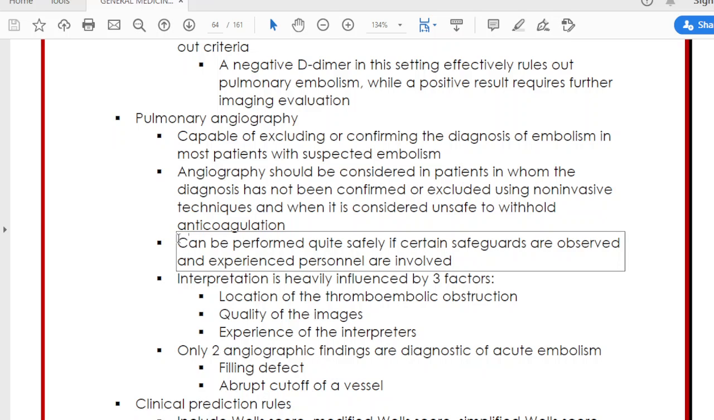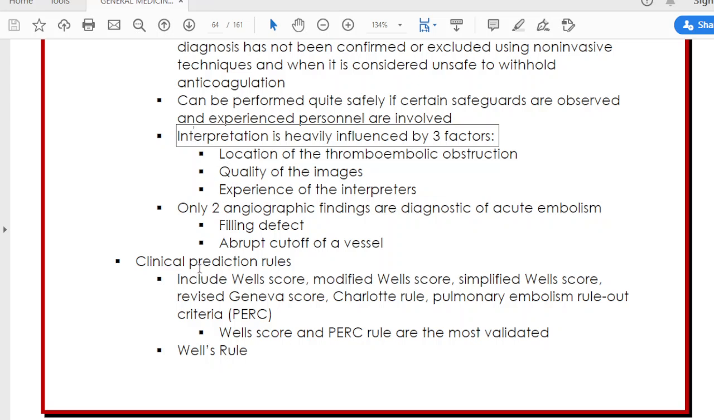It can be performed quite safely if certain safeguards are observed and experienced personnel are involved. Interpretation is heavily influenced by three factors: location of the thromboembolic obstruction, quality of the images, and experience of the interpreters. Only 2 angiographic findings are diagnostic of acute embolism: filling defect and abrupt cut-off of a vessel.